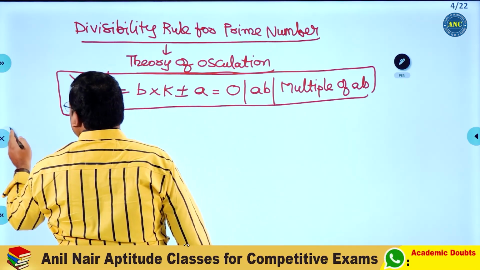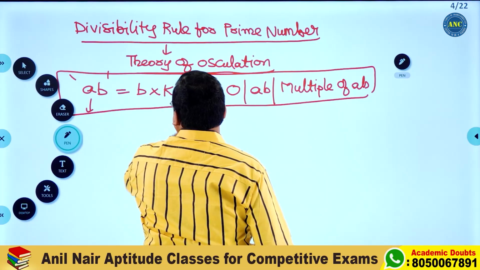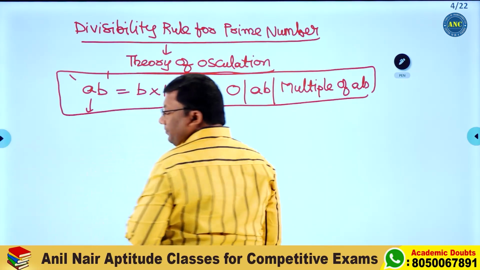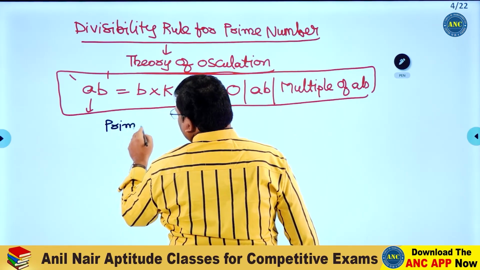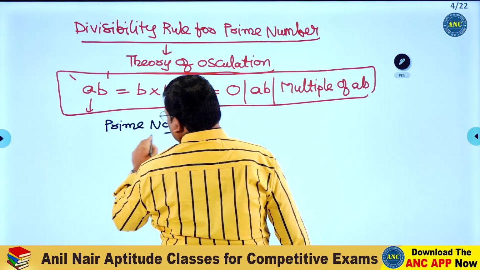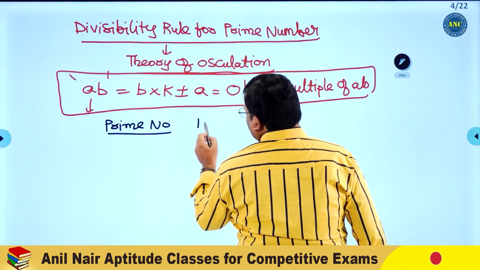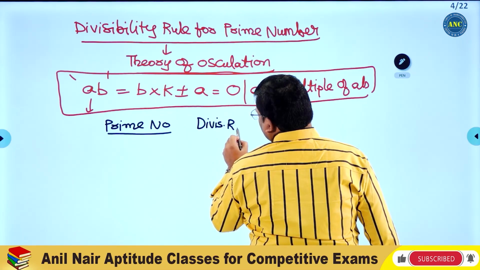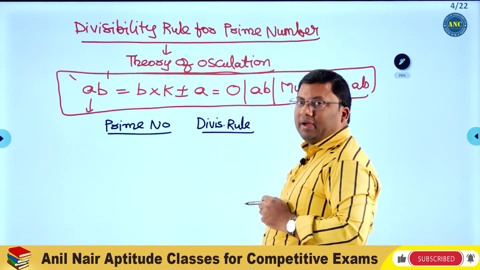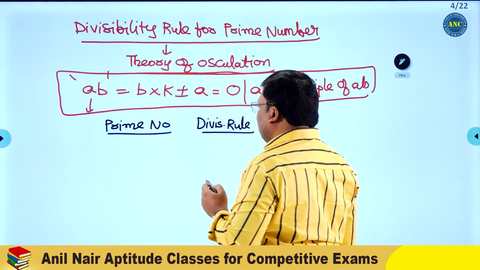Let me explain it by taking some prime numbers. Listen carefully, sir. Let me write the prime number on the left hand side, and the divisibility rule on the right hand side. Let me take some prime numbers. You know the divisibility rule for 11. Let me start with 13.